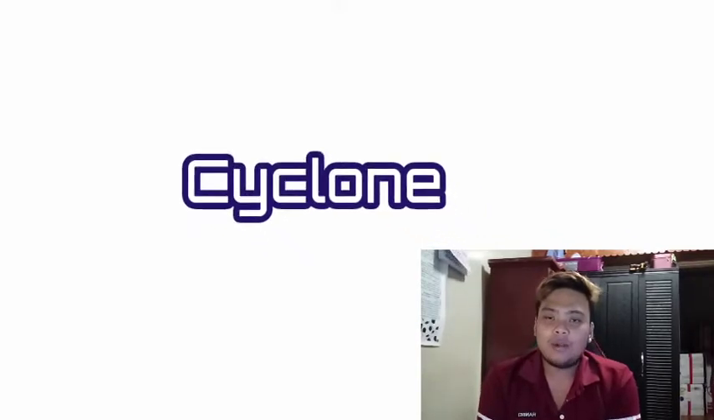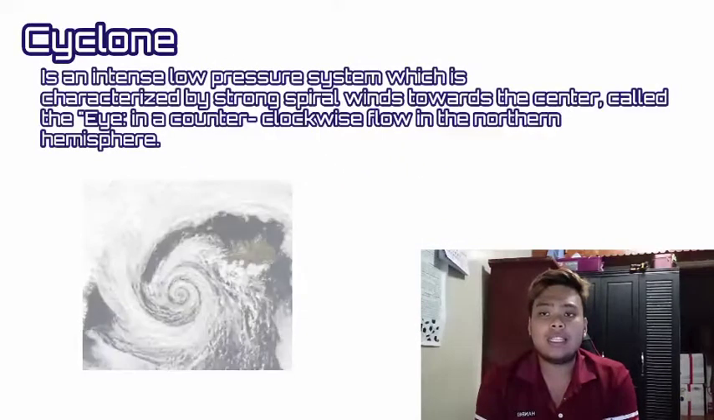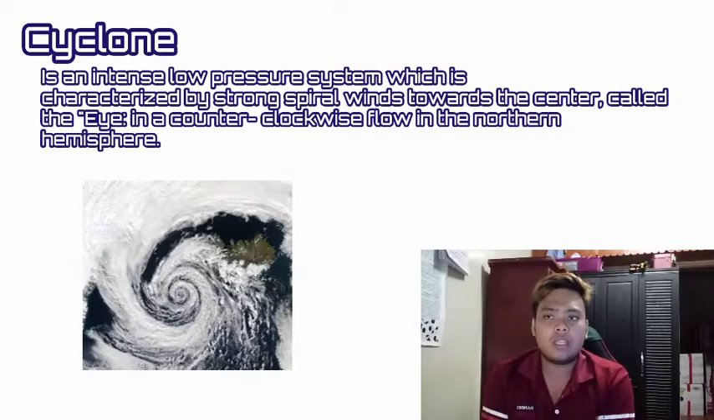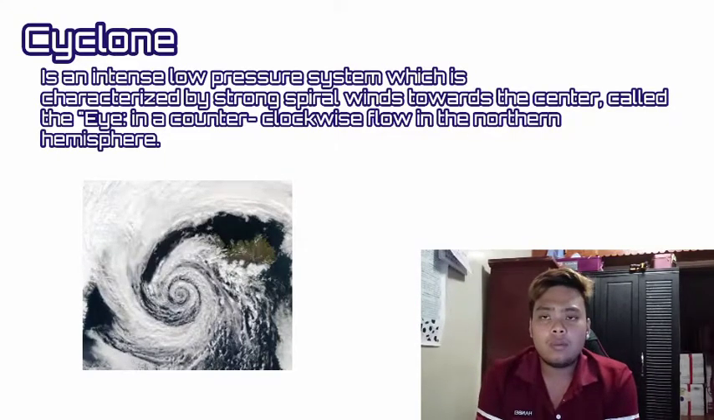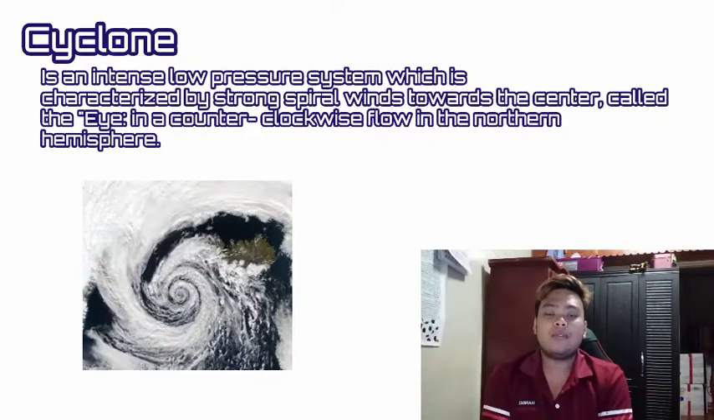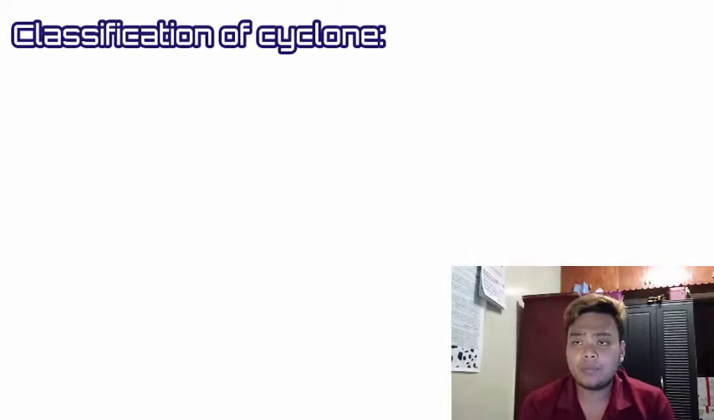What is a cyclone? A cyclone is an intense low pressure system characterized by strong spiral winds towards the center, which we call the eye. Due to this, a cyclone brings winds with heavy rainfall that can cause widespread flooding or flash floods, storm surges, landslides, and mud flows. A cyclone has different classifications.